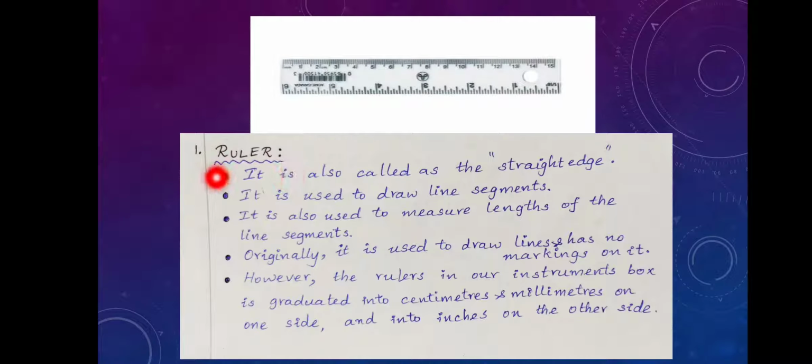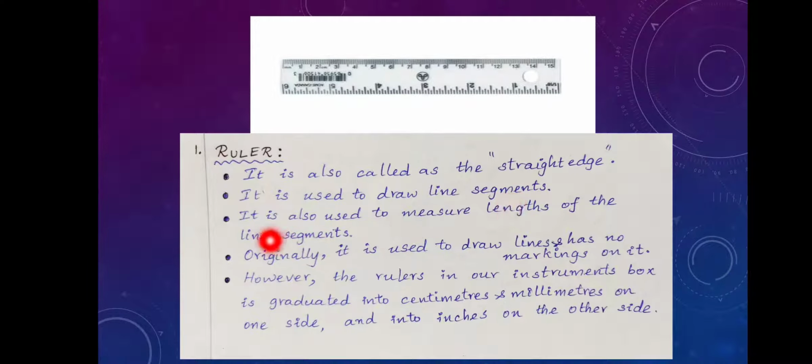Let us see the first tool, the ruler. It is also called the straight edge. See, the edges of a ruler are straight. That may be the reason it is called a straight edge. It is used to draw line segments. A segment is a part of a line. It has both a starting point and an ending point.